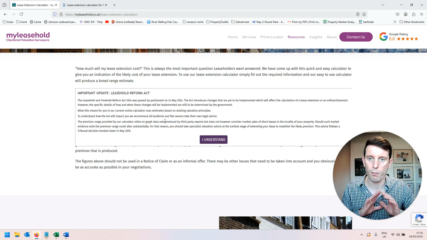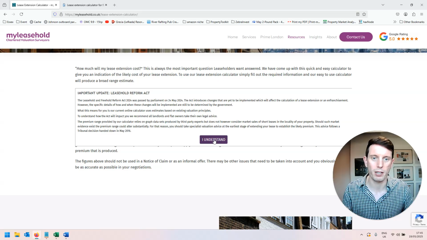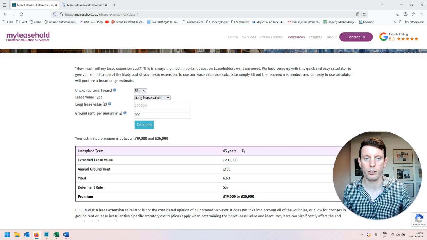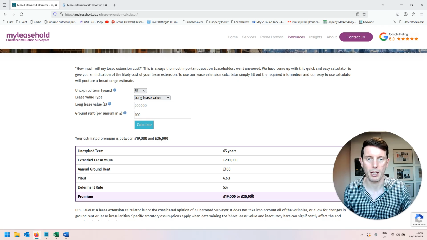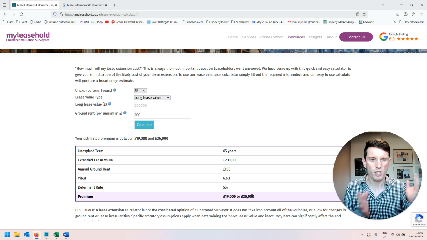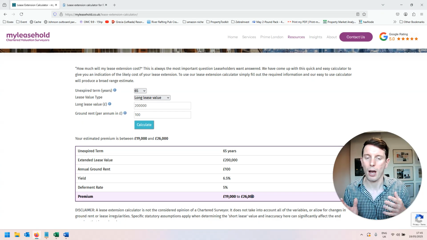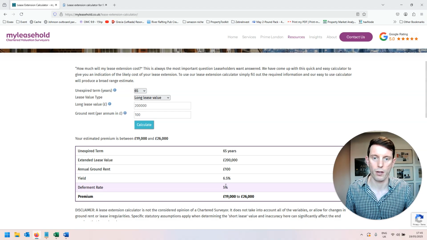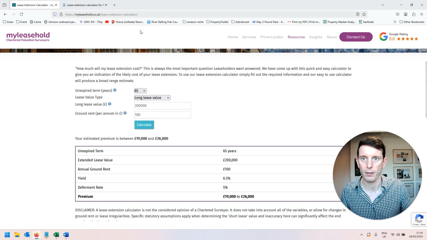Here it gives you a bit of a warning to say this is a very brief overview to work out how much the lease extension is going to be. And here you can see with an unexpired term of 65 years, the lease extension premium is probably between £19,000 and £26,000. There's quite a difference there because it doesn't know whether your ground rent goes up, the terms that are written into your lease, and how it might work otherwise. And also, in some parts of the country, you might have a different deferment rate or a different yield rate.